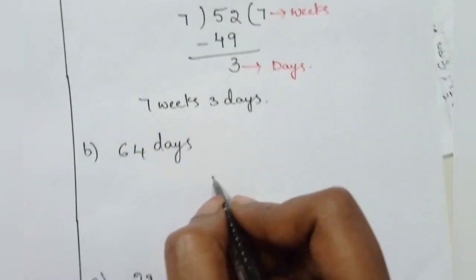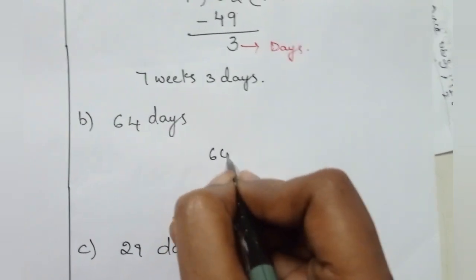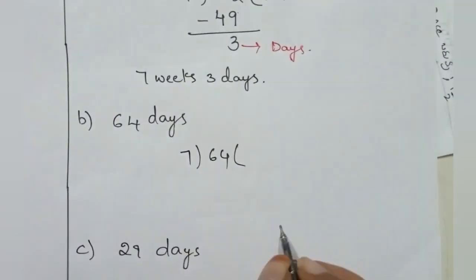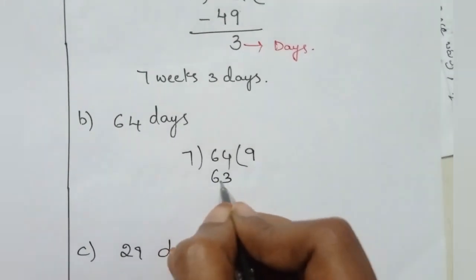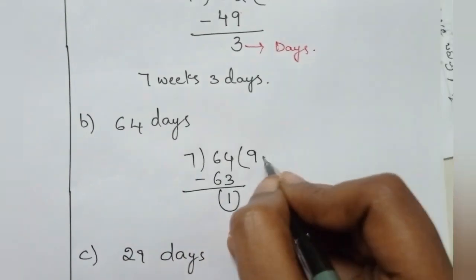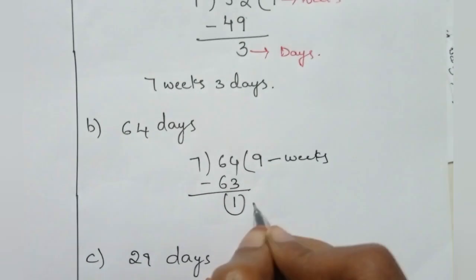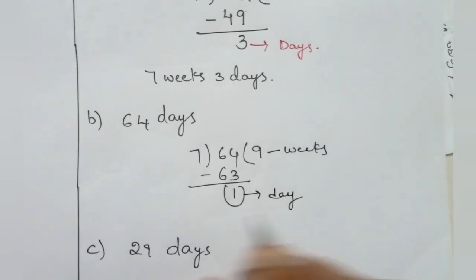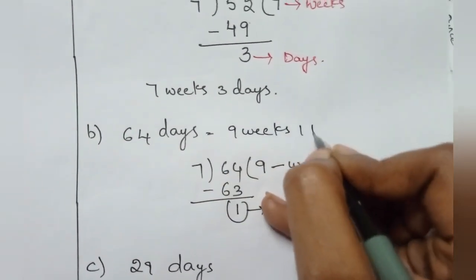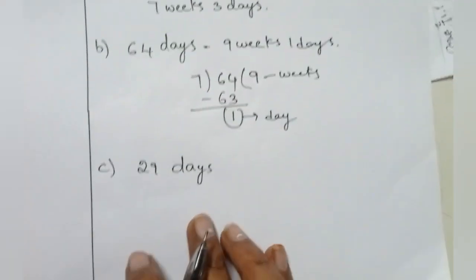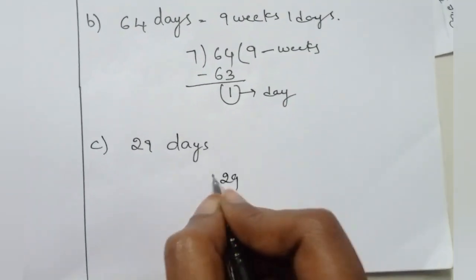Right? So quickly you try to tell the answer. 64 divided by 7. In the 7 table I will not get 64, so I have to take 7 9s are 63. Here I will get remainder 1. Here 9 will be the weeks, 1 will be the day. So 64 days is equal to 9 weeks, 1 day. So I hope you can do the homework well enough.